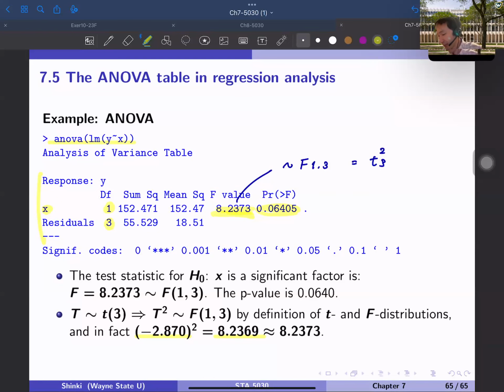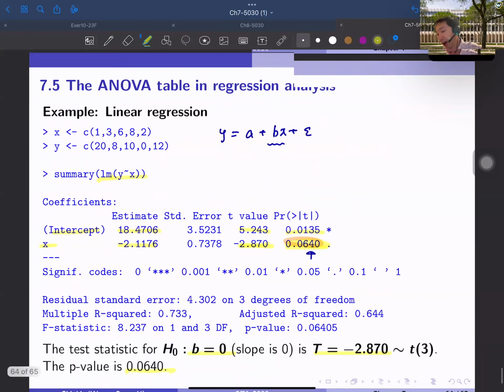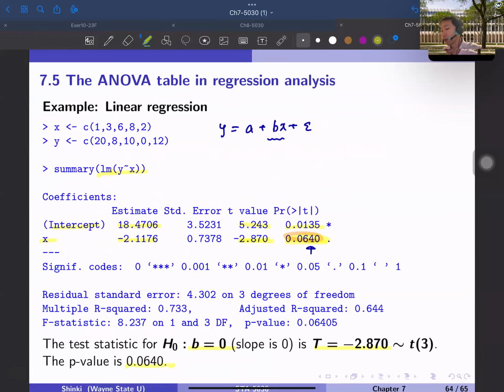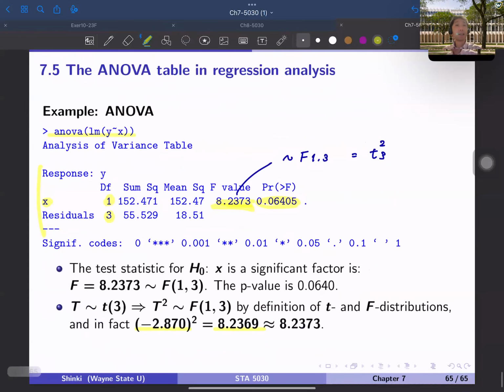If it is the same thing, then we don't really have to use the ANOVA function. But that's just the first thing I want you to understand: that basically the ANOVA can test the same thing as the t-test as well.